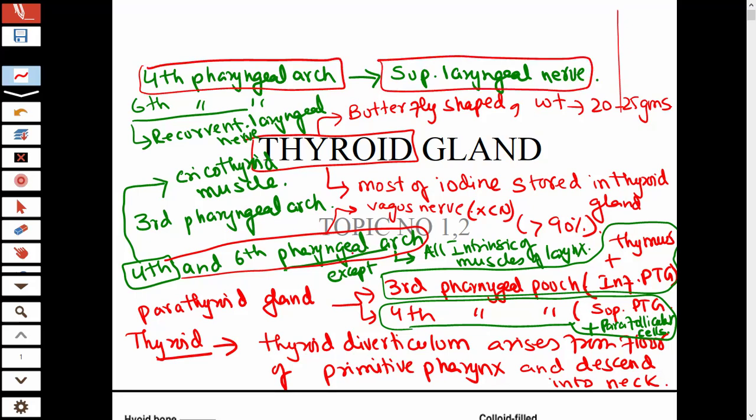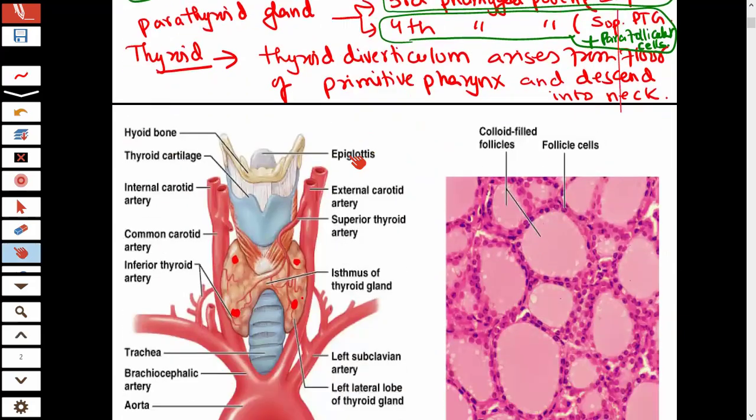Okay. And sixth pharyngeal arch, please remember, it is going to innervate all the intrinsic muscles of the larynx except cricothyroid muscle. And the sixth pharyngeal arch is innervated by which nerve? Answer is recurrent laryngeal nerve. Okay, so the recurrent laryngeal nerve is the nerve of your sixth pharyngeal arch and it is going to innervate all the muscles of the larynx. Okay, till now everything is clear.